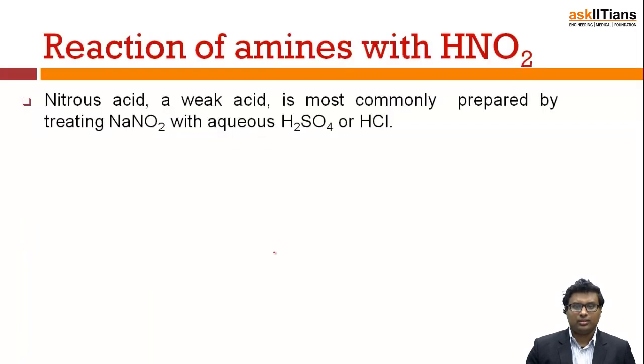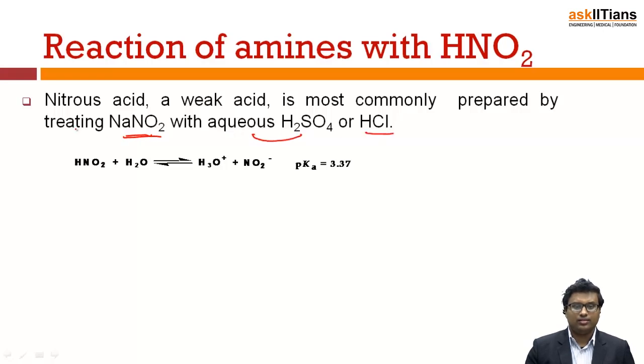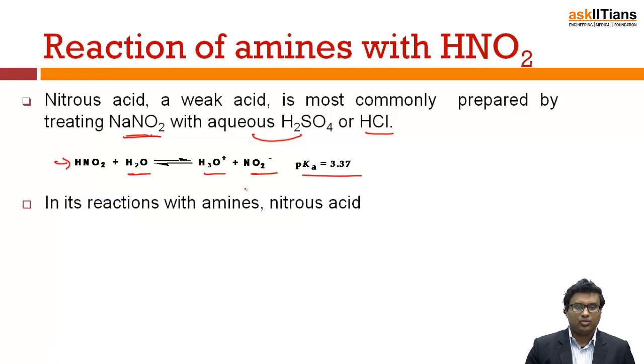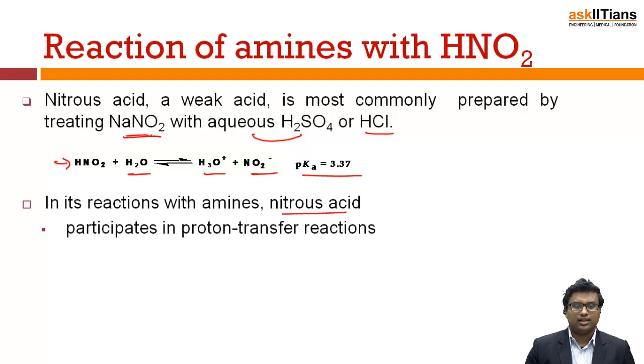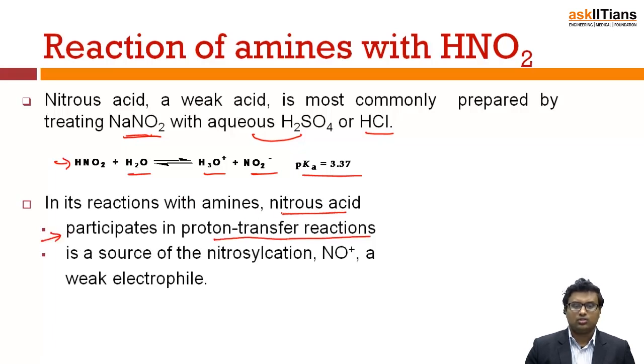So what happens if now these amines react with HNO2? So this is another interesting topic. Your nitrous acid, which is a weak acid, is actually formed on reaction of NaNO2 with aqueous H2SO4 or HCl. So HNO2 plus H2O, you will get H3O plus and NO2 minus, you have pKa. So in the reaction with amines, nitrous acid actually participates in proton transfer reactions, and it is a source of nitrosylation. That means NO plus is generated, which is actually a weak electrophile.